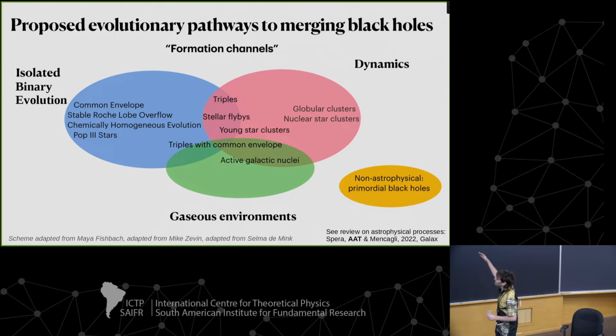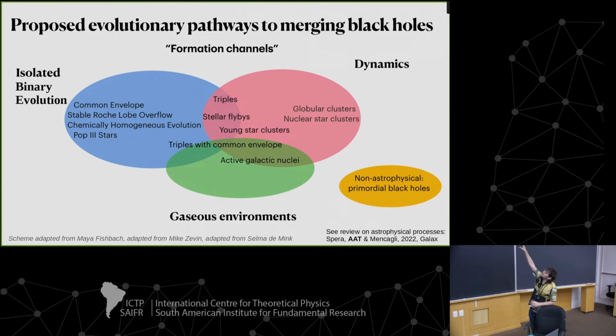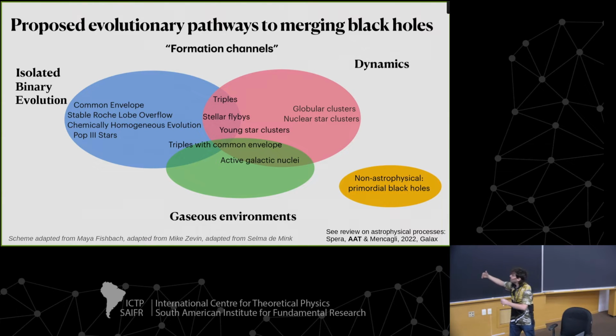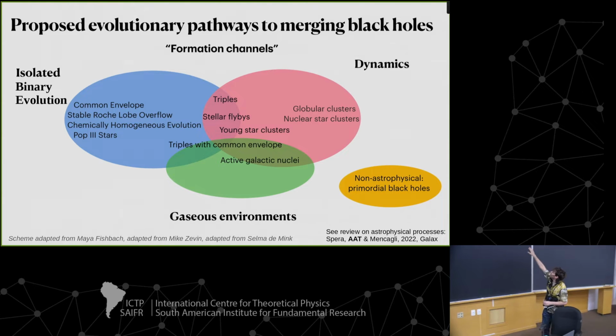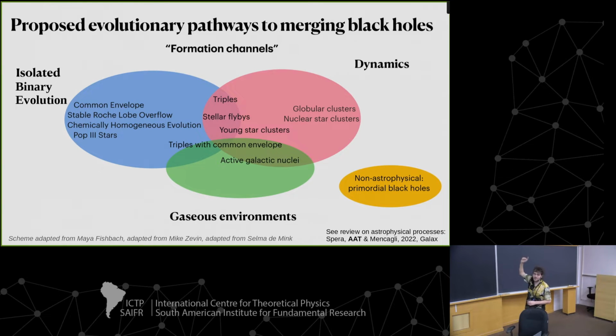We can summarize them in this nice category. Also, we have the dynamics scenario, the gaseous environment scenario, and the isolated binary evolution scenario. Each of them has their subsets, and sometimes they also mess with each other. And then there is the non-astrophysical scenario, on primordial black holes.